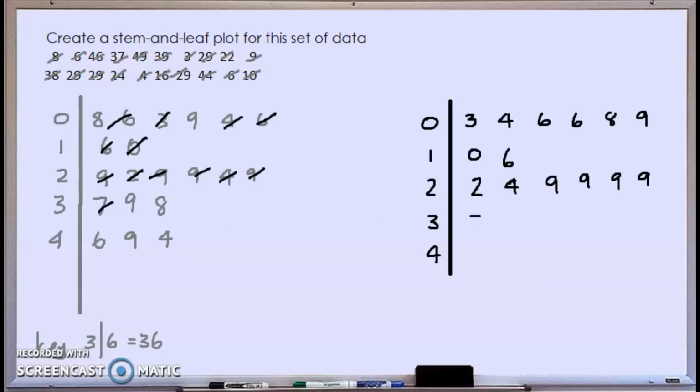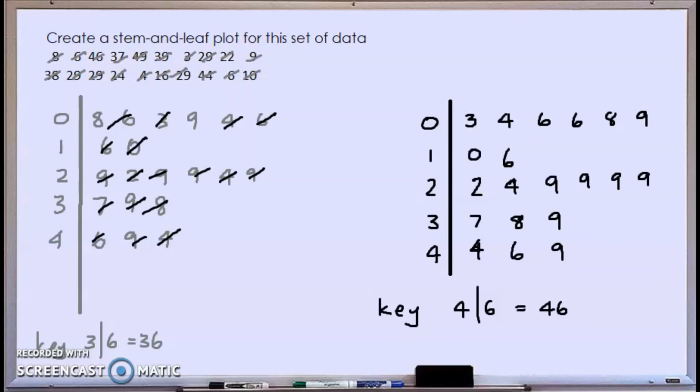My next number is 37, then 38, and then 39. There's 38 and 39. And my last numbers are 44, 46 and 49. And there's my finished stem and leaf plot. And just to be sure, I'm going to write that to make sure that you can see exactly what I've done. And that's how to make a stem and leaf plot.